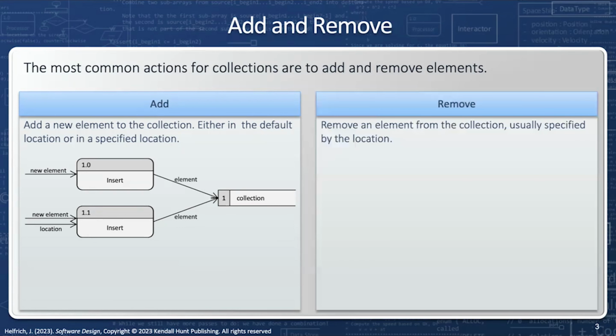We also want to be able to remove an element from a collection. Now, notice that a data flow diagram does not actually take that location and put it into the collection. It just removes the element from the collection.